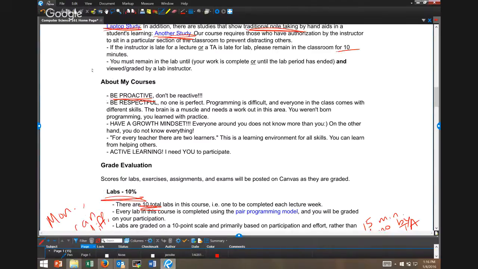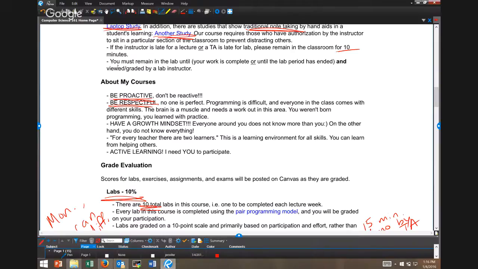And so being respectful is the other one. So there are different levels of programming skills in this course. Some people have had a lot of practice programming, and some have had never programmed at all.